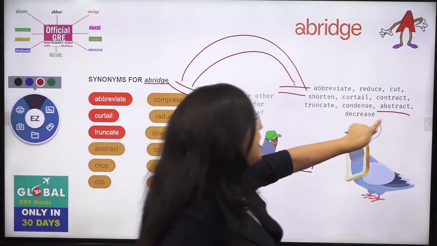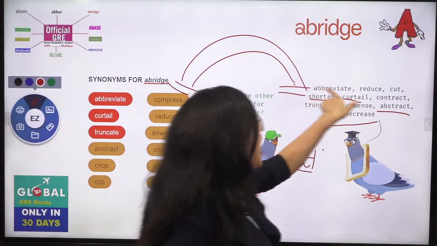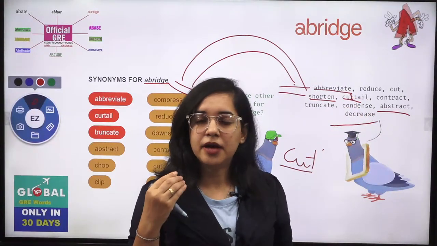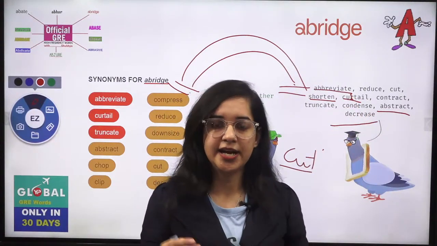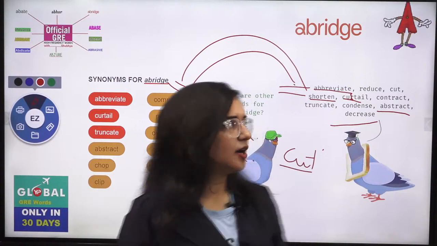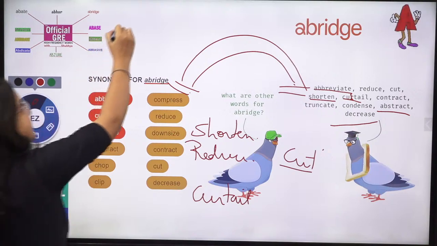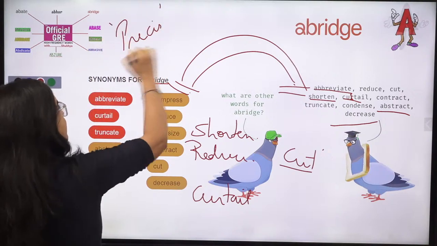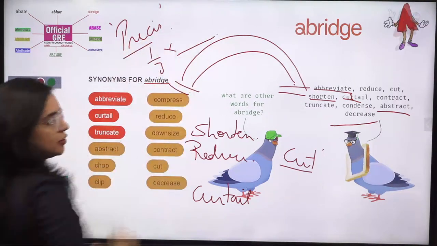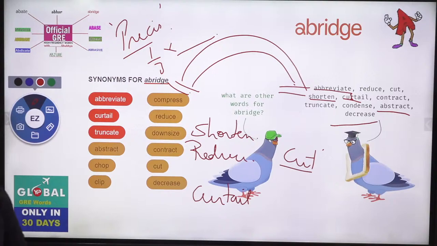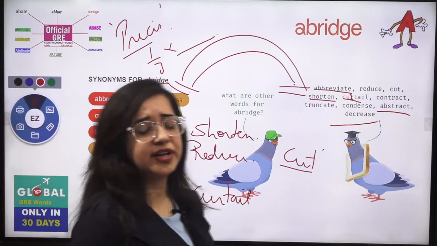So abstract, decrease, curtail, shorten, abbreviate. Abbreviate ka matlab kya hota hai? Wi-Fi hai, hum Wi-Fi bolte hain. Any news channel you take, we just say NDTV or something like that. We don't use full forms for it, right? So what is it called? Abridge. Chote hote aapne precis likhna sikha hoga. What was precis writing? It was one-third of the actual total. So even that was termed as abridge, right? So abridge ka matlab kya aa gaya? Shorten. And sometimes we say to our friends, some people have the habit of telling long stories.